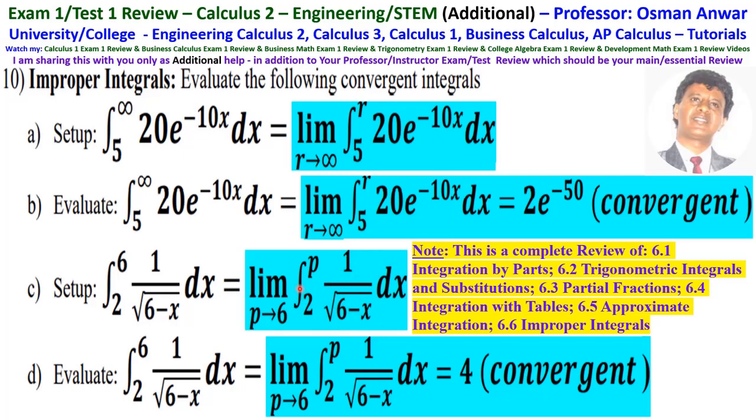Then when you evaluate from 2 to p, this becomes minus 2 square root of 6 minus p plus 2 square root of 6 minus 2. So the first one drops to 0 when p goes to 6. Then the second one becomes 2 square root of 4. So 2 square root of 4 is 2 times 2, which is 4, and it's convergent.